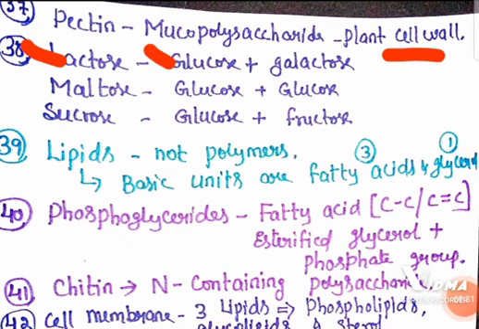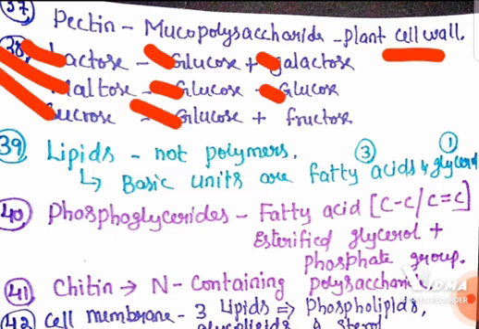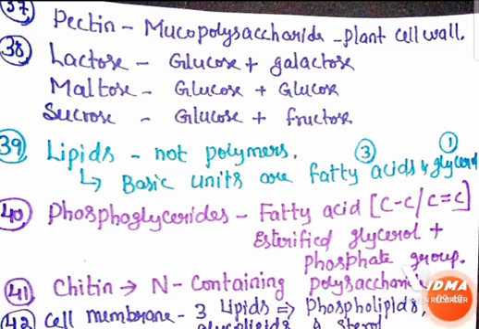Lactose is a disaccharide made up of glucose and galactose. Maltose is a disaccharide made up of two monosaccharides, that is, glucose. Sucrose is also a disaccharide made up of glucose and fructose. So maltose is a homodisaccharide, while lactose and sucrose are heterodisaccharides.